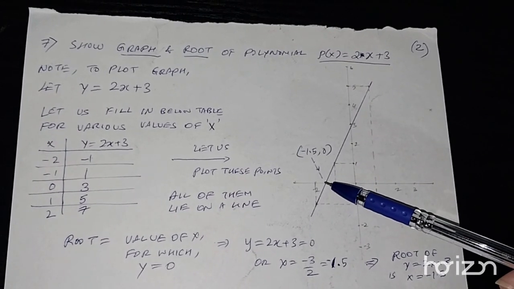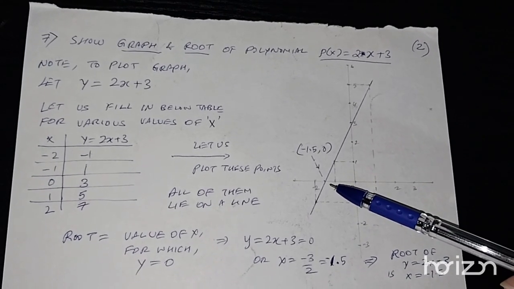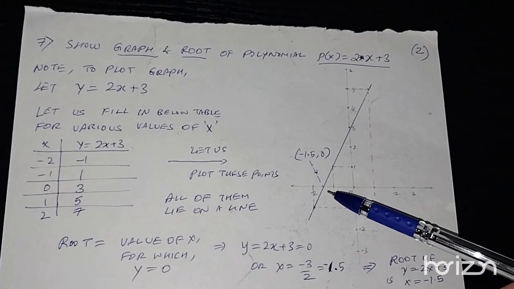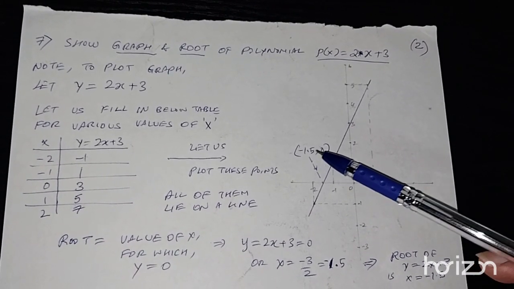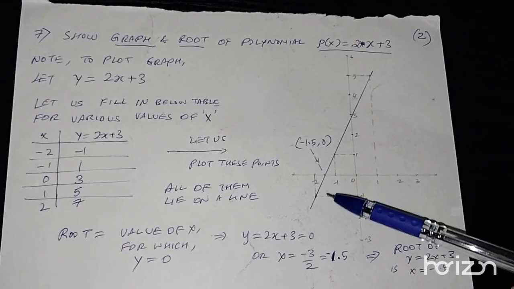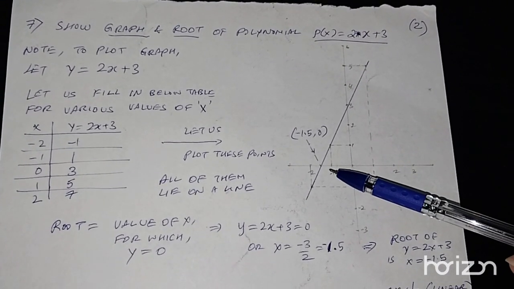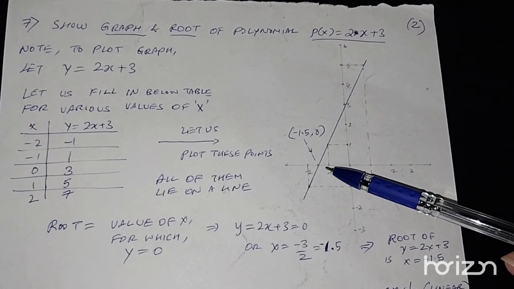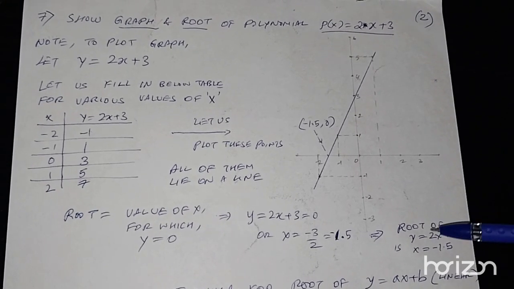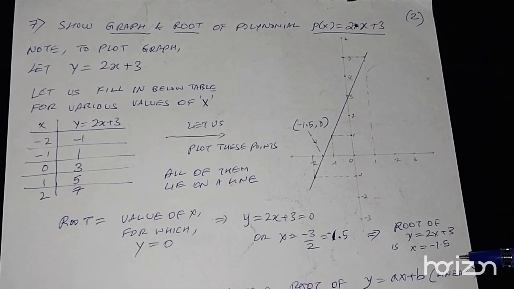And from the graph also you can see that at minus 1.5, the value of y is 0. Can you see this point which has been marked by this arrow? At the value of x equal to minus 1.5, y has become 0. That is, the graph has crossed the x-axis. Whenever a graph cuts the x-axis, that is where the root of the equation is. And since this is a linear equation, there is only one root. So the root of y is equal to 2x plus 3 is x is equal to minus 1.5.